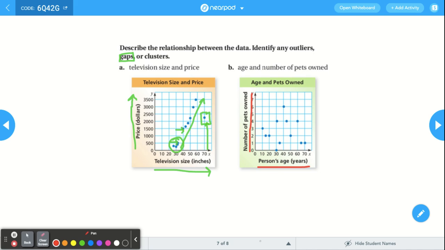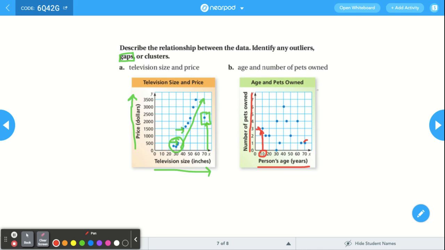So why does that make sense to me? It makes sense because it doesn't matter how old somebody is. They might have a few pets. They might have a lot of pets. You can see this person right here, a 10-year-old, had three pets. It doesn't mean somebody who's older should have more pets. You can see that this person over here who's 70 had only one pet. So there's not a decrease where the number of pets goes down as you get older, or an increase where the older you get, the more pets you have.